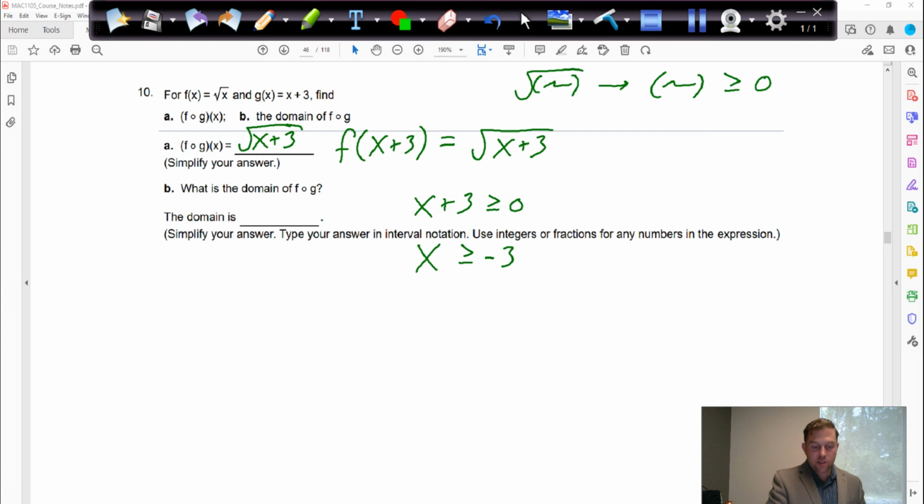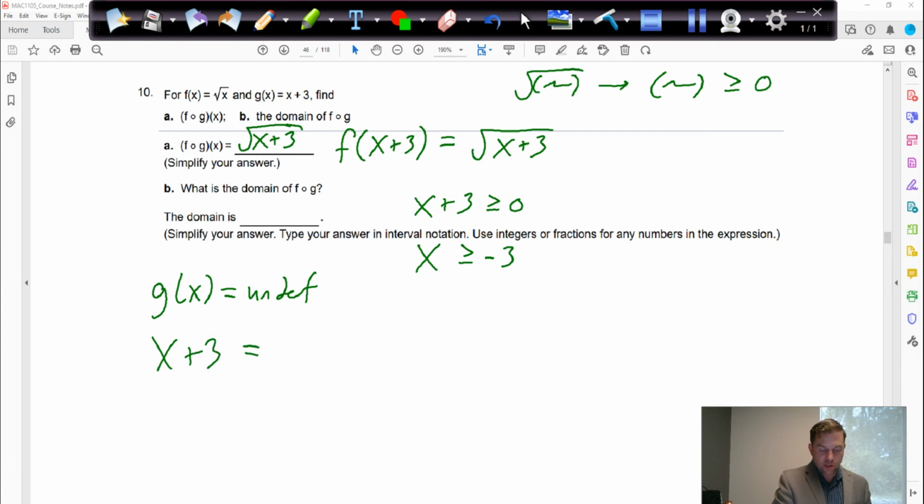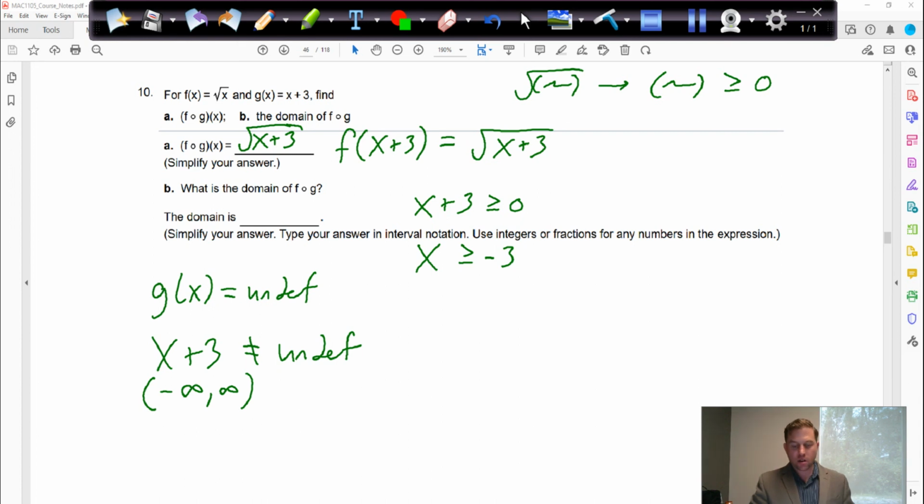Now, in the last one, I also looked to see when was g of x undefined. But notice, x plus 3 is never going to be undefined. So it's not a fraction, and it's not yet a square root. So the domain on this one is everything. So g is going to work no matter what. So the only restriction I have is on the composite function, square root of x plus 3.